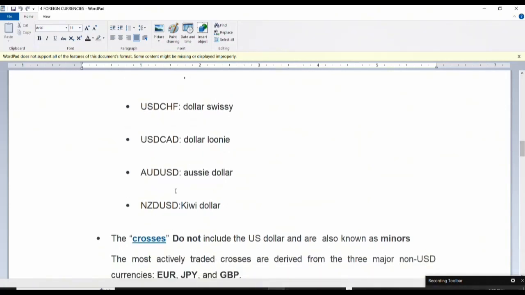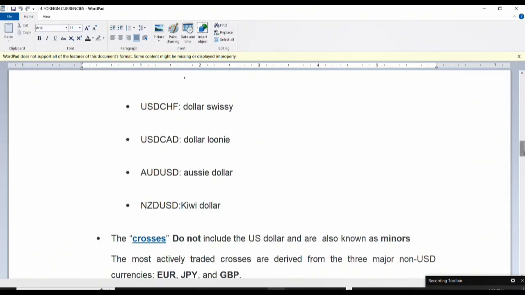The Australian dollar against the United States dollar forms the Aussie dollar. The New Zealand dollar against the United States dollar forms the Kiwi dollar. You see, all of these currency pairs contain the United States dollar.